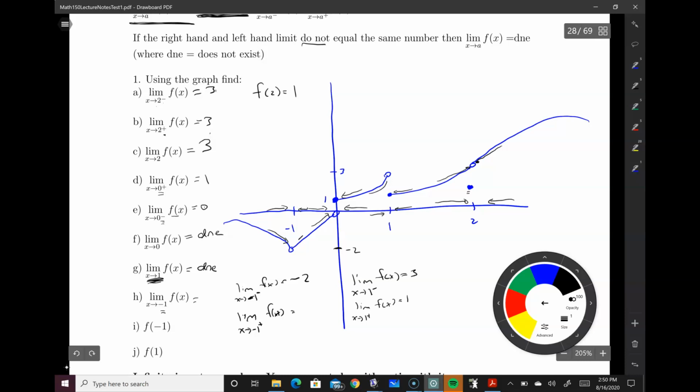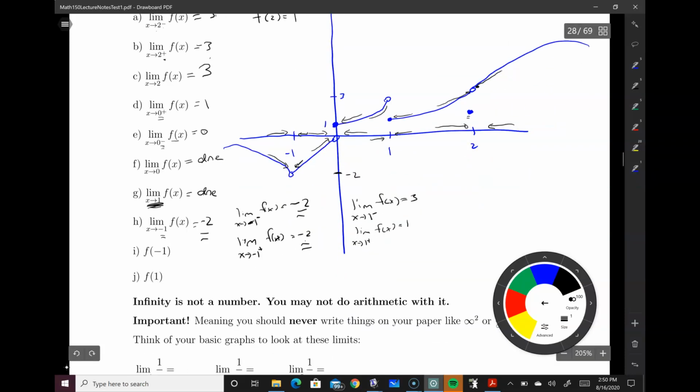From the positive side, jump on the graph, the y values are going towards -2. So since these two are the same, I'm going towards -2. These two are the same, I go towards the y value of -2. All right, so these are just asking what are the y values defined as.